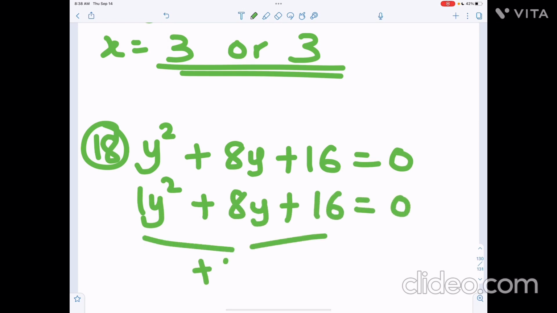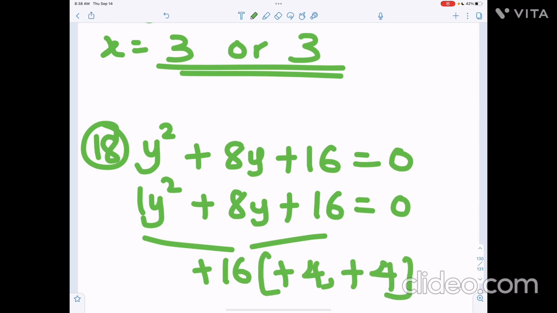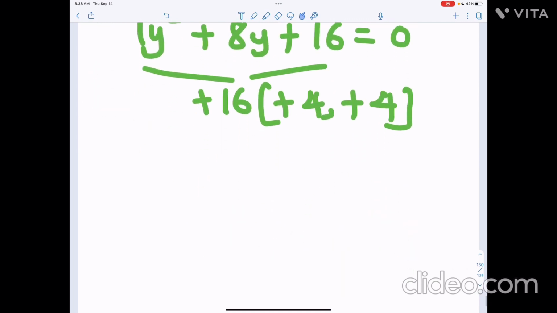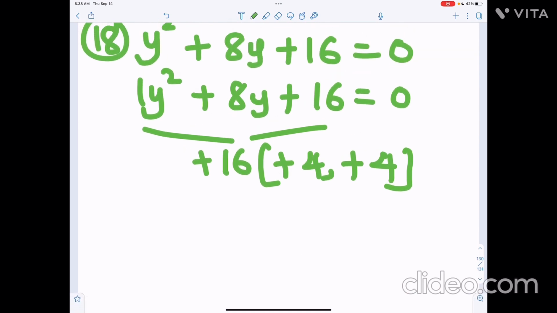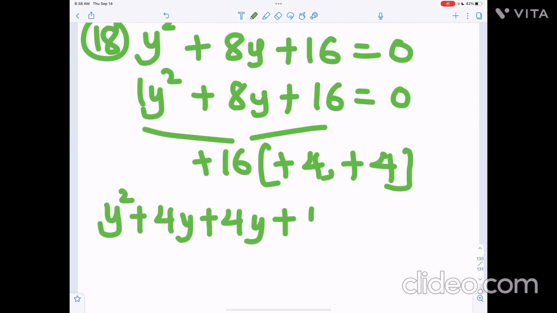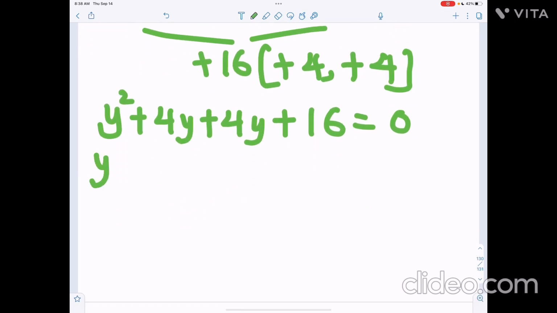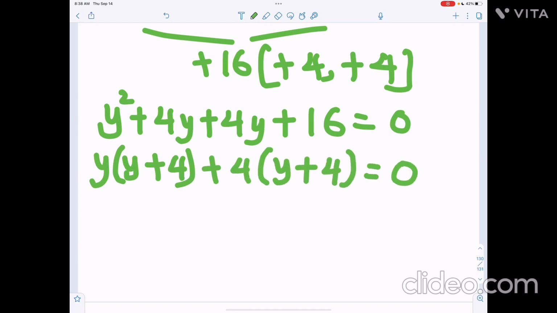Multiplying 1 by plus 16, you get plus 16. So factors of 16 that we add to give plus 8 and multiply to give plus 16 are plus 4 and plus 4. So I'm going to write this as y squared plus 4y plus 4y plus 16 is equal to 0. What does that give me? y times y plus 4, plus 4 times y plus 4 is 0.